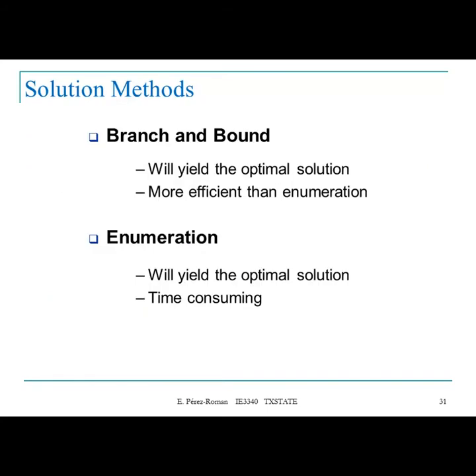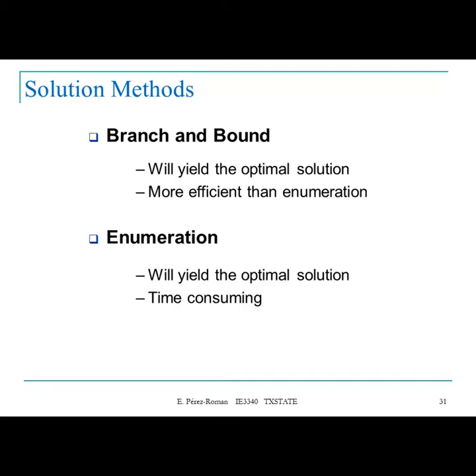So the method we're going to look at is called the branch and bound method. It will yield the optimal solution. It's more efficient than enumeration. You can always solve the problem by enumerating all the options, and when you compare all the options, you should be able to find the optimal.